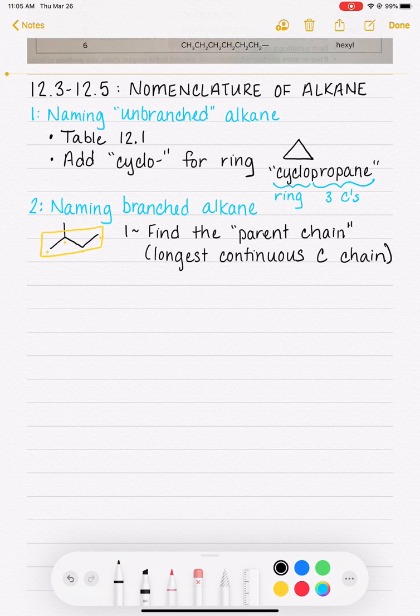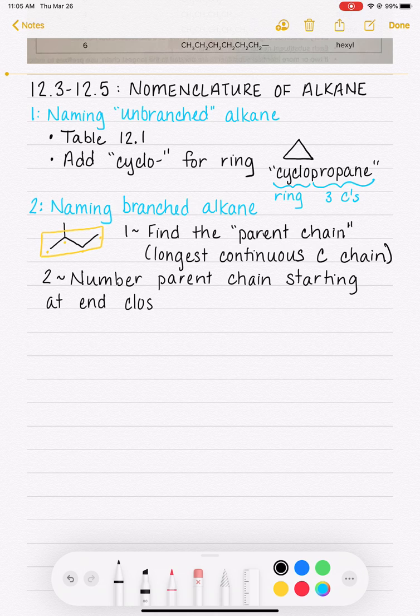That's our first step. Once we have found the parent chain, the next thing that we are going to do is number it. Number the parent chain. We are numbering the carbon atoms in the parent chain. And we are going to do this starting at the end of the chain that is closest to our branch.